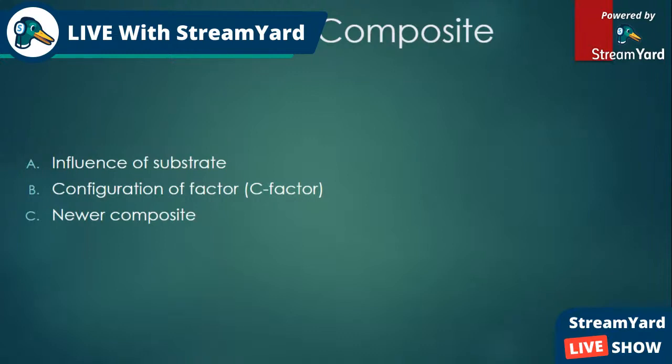which is described as the polymerization shrinkage occurs at the source of the light.